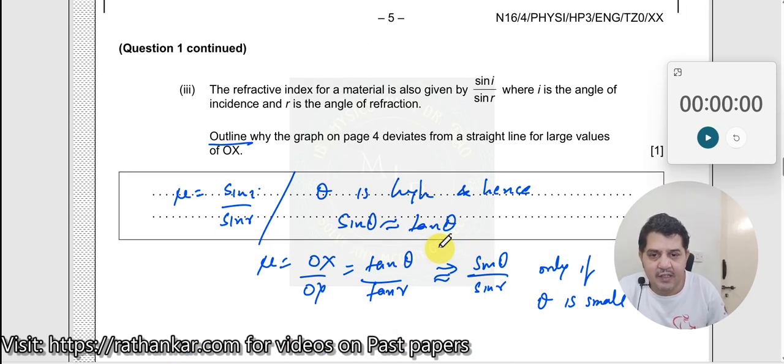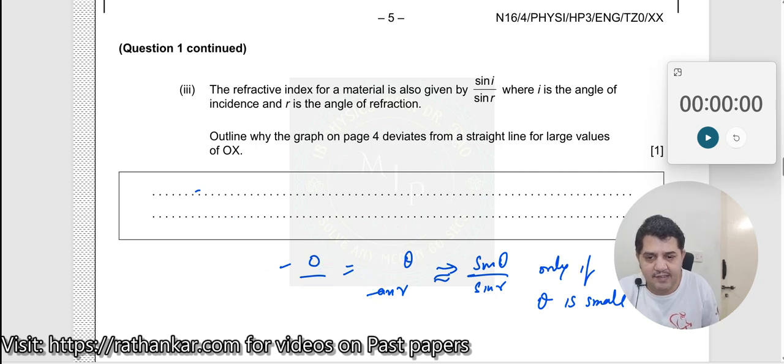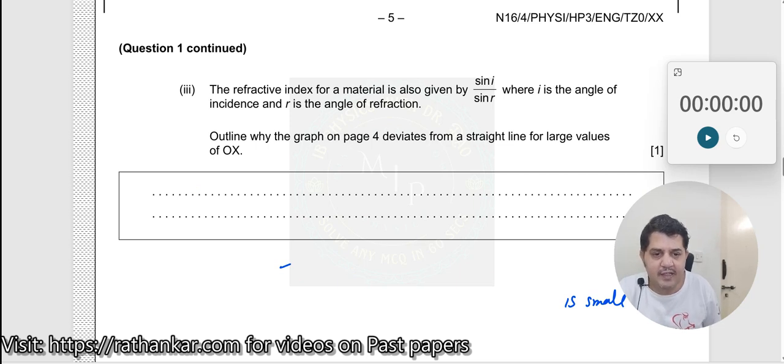The refractive index of a material is also given by sin i by sin r. I have already written this. Let me erase this and explain it from the very beginning, so that you understand this. I did this for a given class, so maybe I made a recording before this. Anyway, now the refractive index of a material is given by sin i by sin r, where i is the angle of incidence.